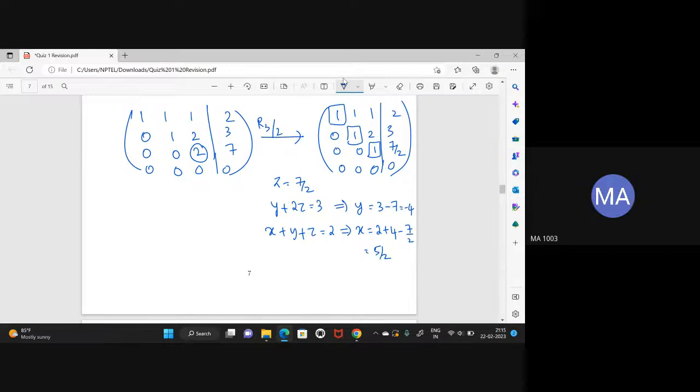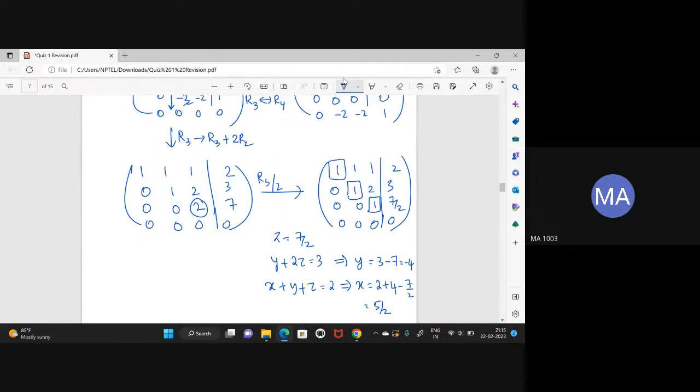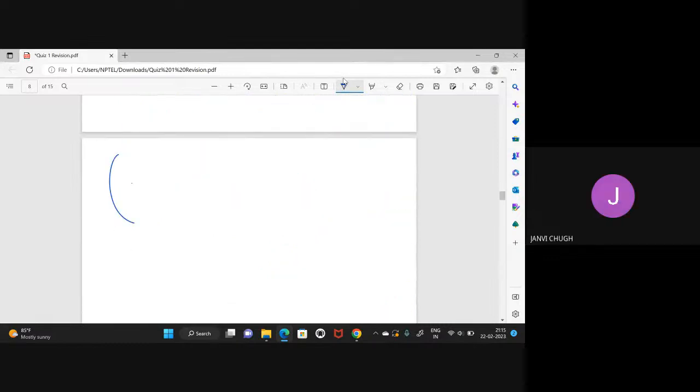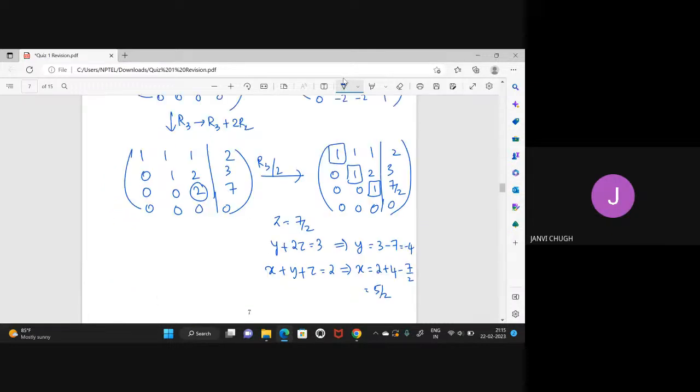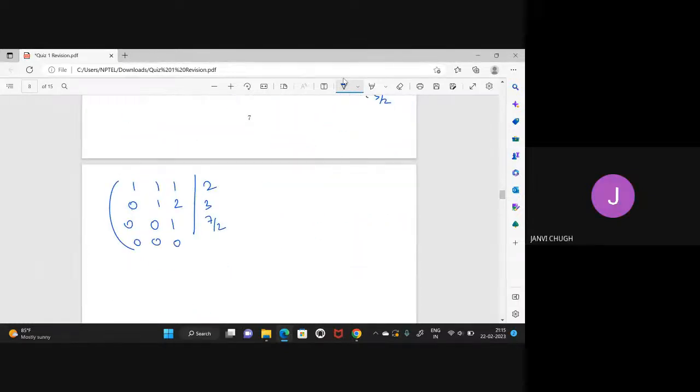Let's continue. We'll convert it into RREF and check whether we are getting the same solution. Ma'am, before taking it to RREF, can you please give an example of independent variables too? Okay, fine. Maybe I'll give another, shorter example. Okay, ma'am, no problem.